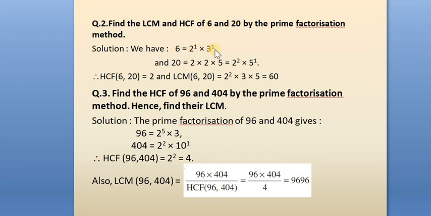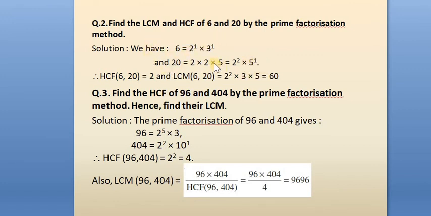So 6 is equal to 2 into 3. 20 is equal to 2 into 2 into 5. So it can be written as 2 to the power 1 into 3 to the power 1 for 6, and 20 can be written as 2 square into 5 to the power 1. Now comparing these two, 2 to the power 1 is here, 2 square is there, the higher power is 2. And again, only one 3 is there and only one 5 is there.